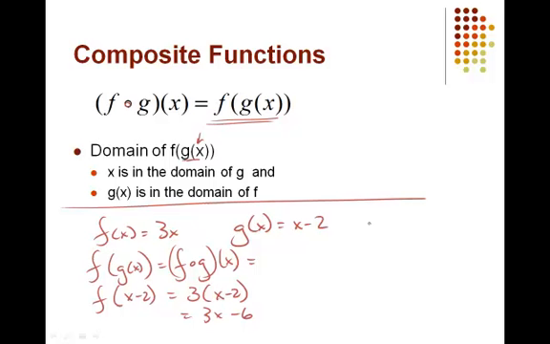Now, if I want to do g of f of x, that says I'm going to evaluate my g function for 3x, which means I'm plugging 3x in place of x here, and that gives me 3x minus 2. So composites you have done before, and we just need to be careful of our domains. Again, since all of these are all real numbers, we don't have any question about domain. But let's take a look at another example.